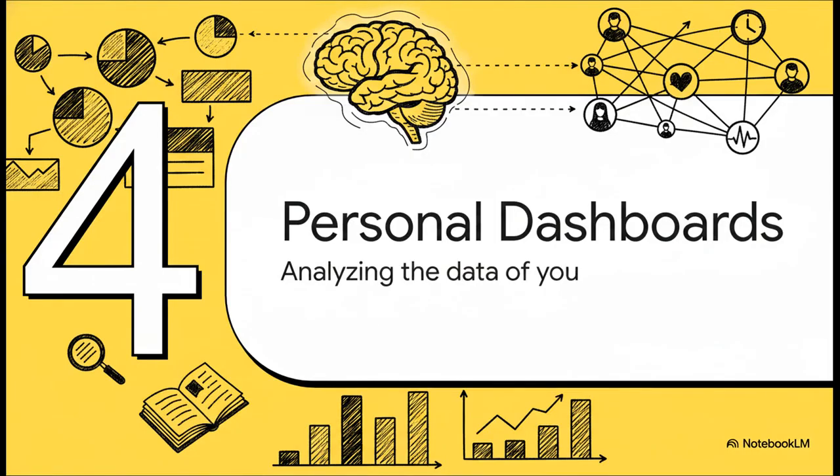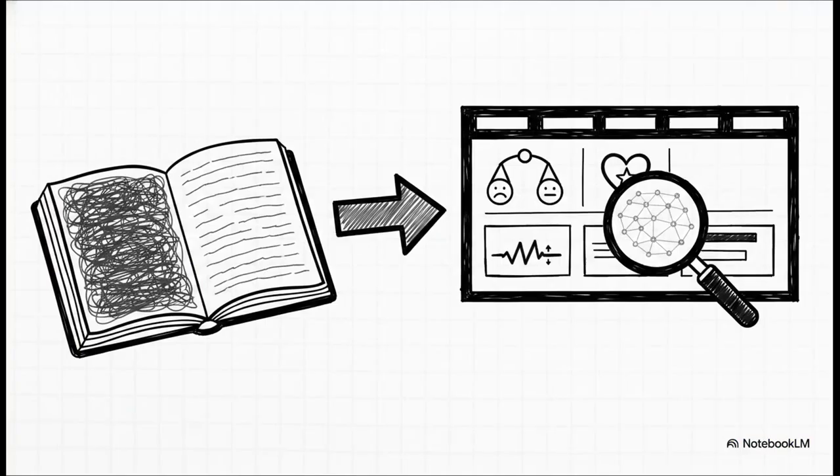Which brings us to Section 4, Personal Dashboards and Journals, analyzing the data of you. So we've talked a lot about macro executive data, but the versatility of this AI workflow is pretty incredible when you scale it all the way down to micro personal tracking. Consider this. A developer kept a plain text Google Doc work journal for a year and a half.